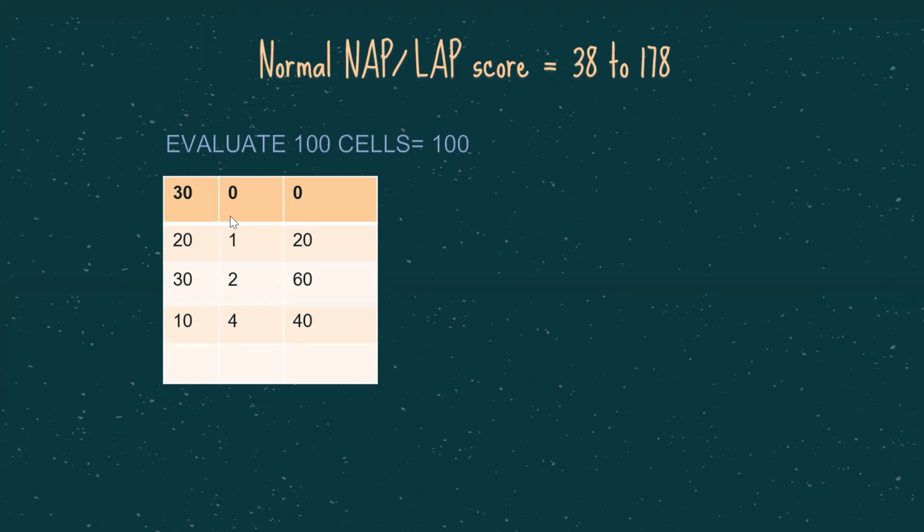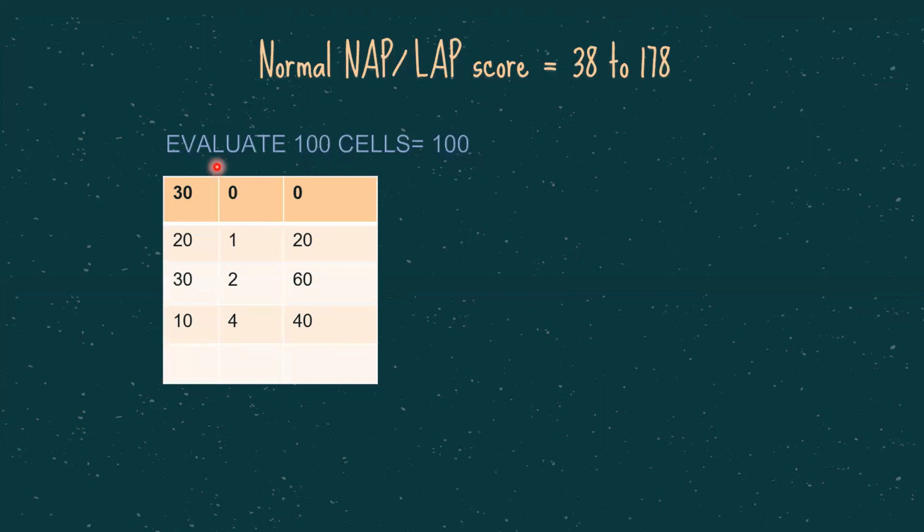Let me change. Okay, so this is the grading. Okay, and this is the counted number. So 30 na 0 ang grading. I-multiply natin yan, so equals 0. 20 na 1 yung grading, so 20 times 1 is 20. 30 na 2 ang grading, so 30 times 2 is 60. And then 10 times 4 is 40.